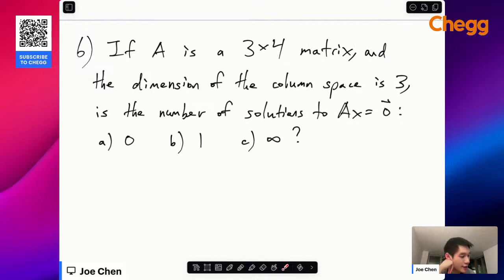So this one says, if A is a 3x4 matrix, it's going to look like this. You have 3 rows here and 4 columns. And the dimension of the column space is 3, then the number of solutions to Ax equals 0 is either a) 0, b) 1, or c) infinity. So you can think about it for a few seconds, and then I'll go over my solution.